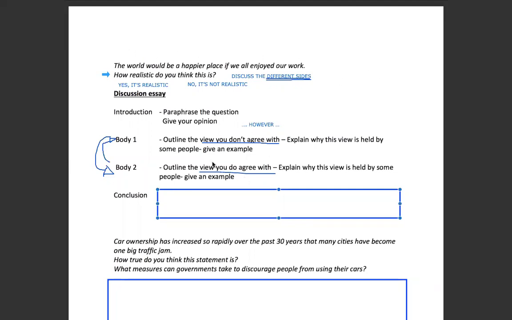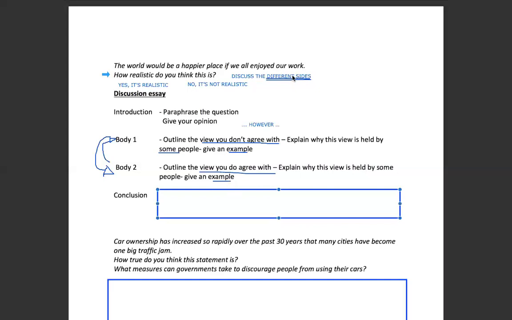So the first one would be the side that you don't agree with, and this means that it is other people's view. So this is the view believed by other people. And then you also need to give an example and reasons. In the second one, you explain the view that you agree with. Okay, so this is more likely to be your opinion. And again, you have to give an example.